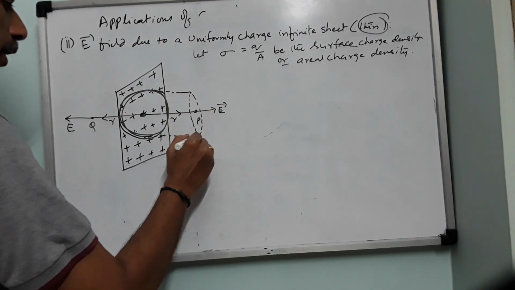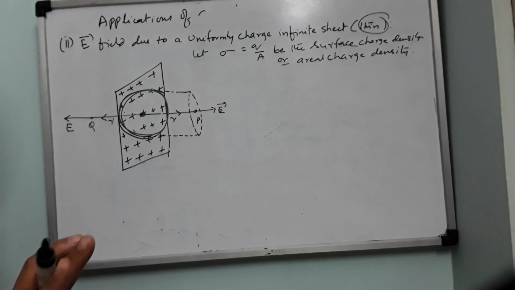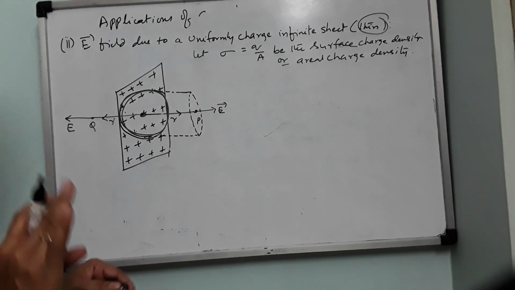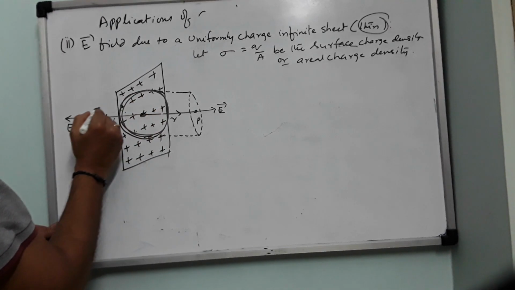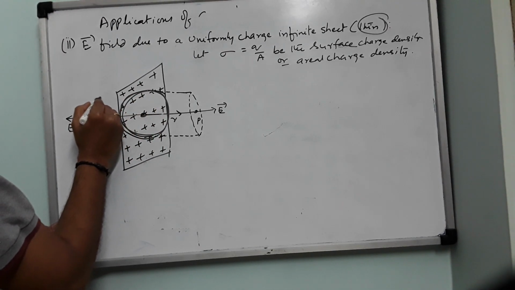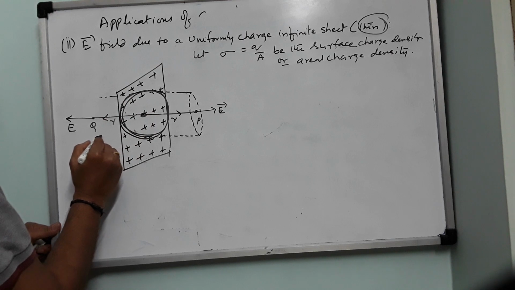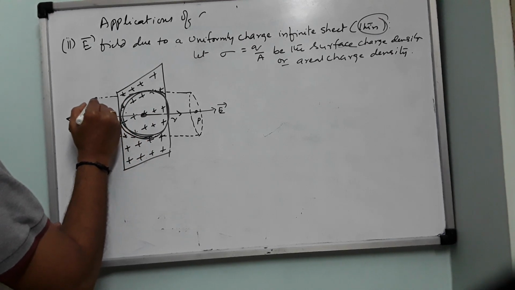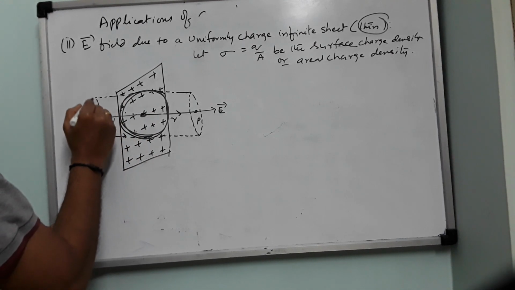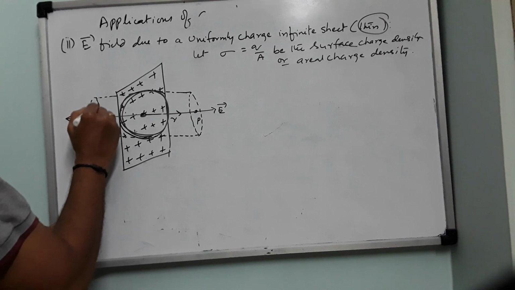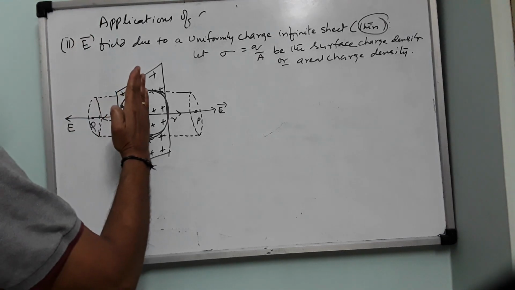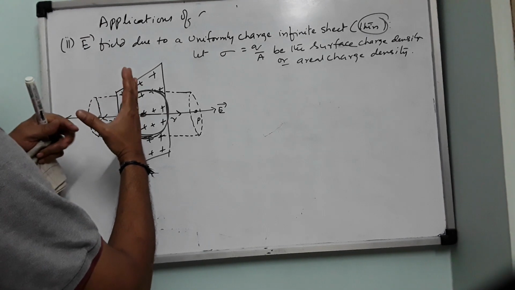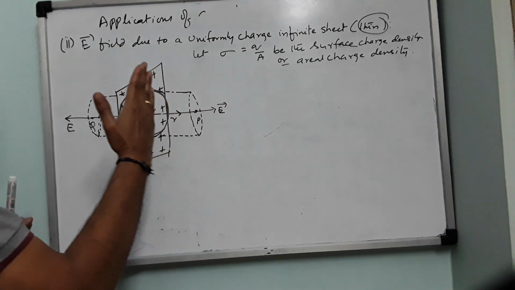So why am I drawing dotted lines? It means the Gaussian surface does not exist in reality. That's why it is dotted. Right? Now, here the back side also, like this. Is it clear? Now, the sheet is like this. A cylindrical Gaussian surface is passing through the center of the sheet.